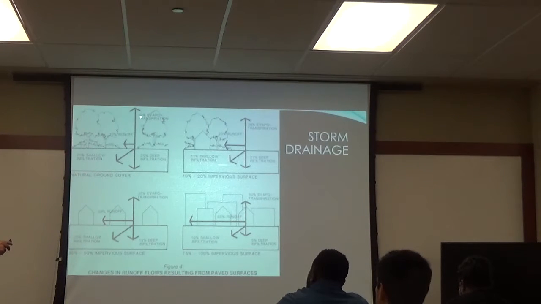And as you go from this natural state to impervious surfaces, like concrete, you get into this situation where only 5% goes into the deep part of the ground, 10% is at the shallow part, and 55% is all runoff. And the problem with that is that this 55% runoff means that you have standing water somewhere.